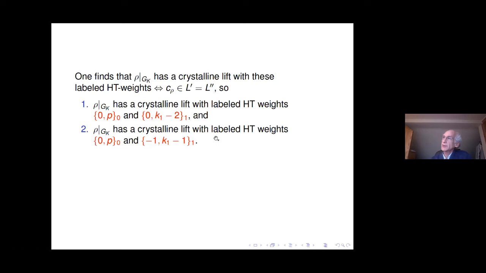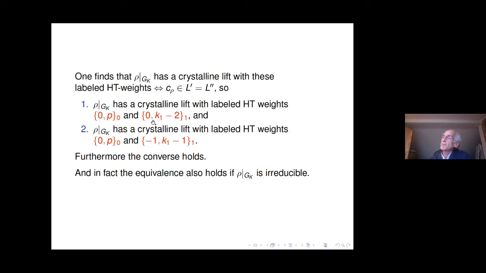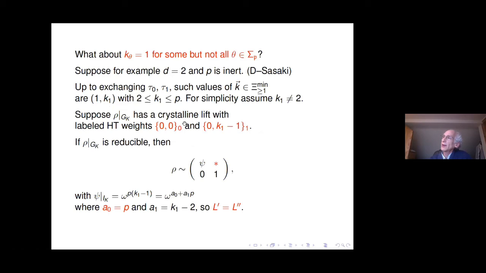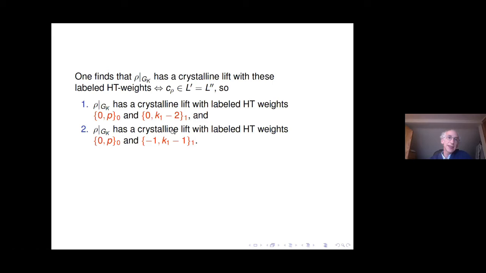And in fact, the converse holds. If you just analyze the possibilities, if rho is reducible and has a crystalline lift with these labeled Hodge-Tate weights, then it has a crystalline lift with the labeled Hodge-Tate weights corresponding to partial weight one. So there's an equivalence, which in fact extends to the irreducible case for these two weights. So having a crystalline lift with these labeled Hodge-Tate weights is equivalent to having a crystalline lift with these labeled Hodge-Tate weights.